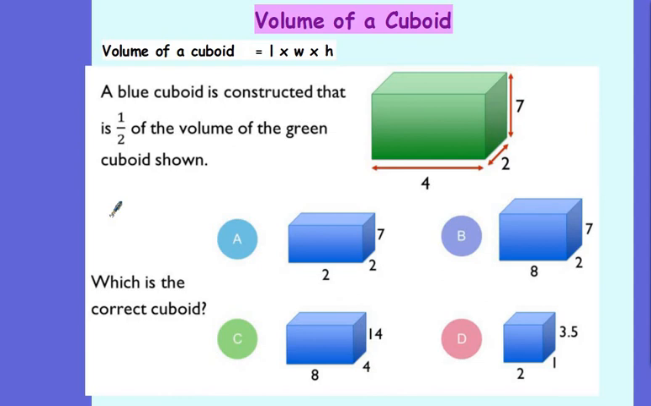One final question for you. A blue cuboid is constructed that is half the volume of the green cuboid shown. Which is the correct cuboid? Pause the video, have a little think back to our GeoGebra demonstration and see if you can work it out.